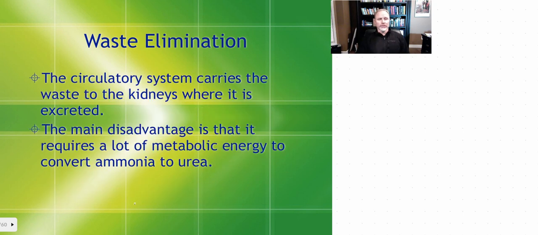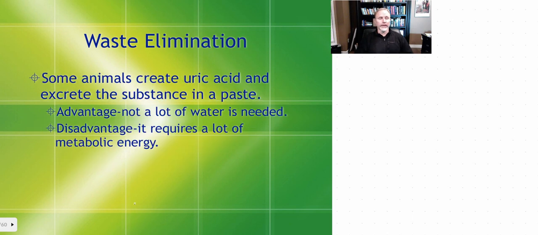Okay, so the circulatory system will carry the waste to the kidneys. The kidneys are really involved in taking the good stuff out of the blood and reabsorbing it, getting rid of the excess water if there is any, as well as the urea and the other products of the nitrogen breakdown that are toxic to us. The main disadvantage, however, is that it requires a lot of metabolic energy, not only to get rid of it, but also to convert that ammonia to urea.